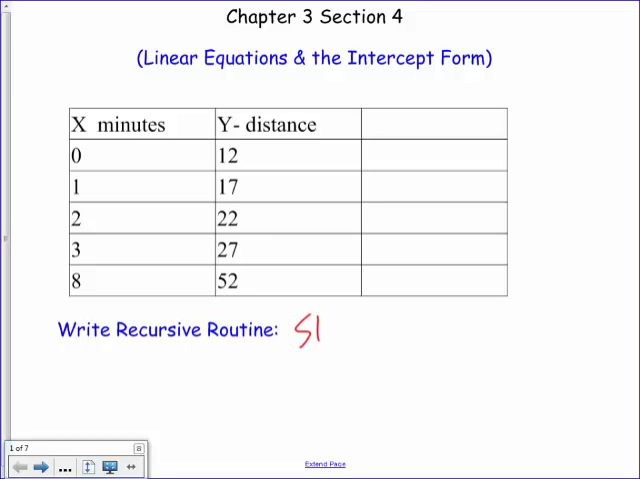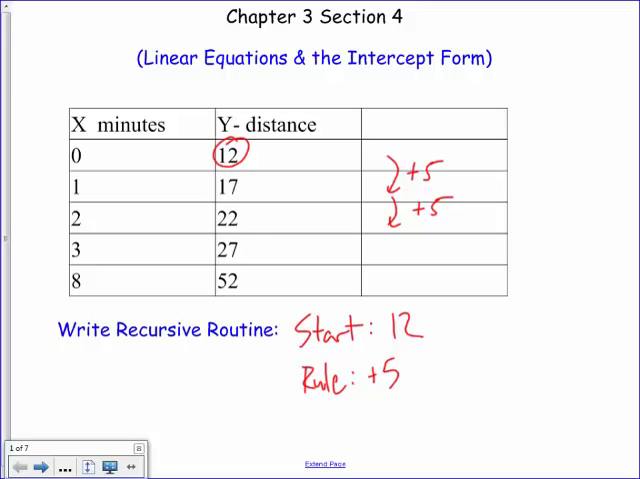So the start of this guy is 12. So start is 12. And our rule is, well, let's see, it's going up 5, then it's going up 5. So it keeps going up 5 each time. So our rule is plus 5.